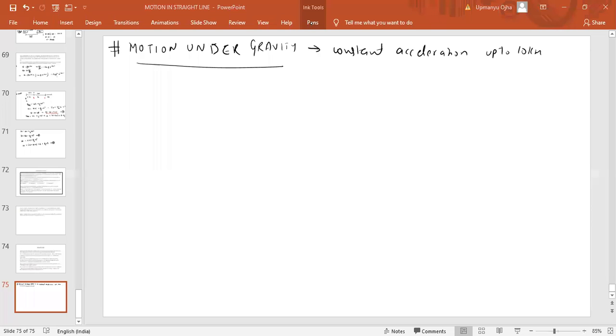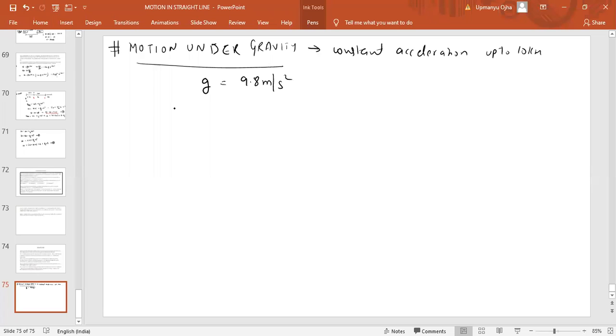The value of g is how much? The value of g is 9.8 meter per second square. Now, if it is a constant acceleration type, then we can use the equations of motion, because equations of motion are only valid for what? They are valid for constant acceleration only.